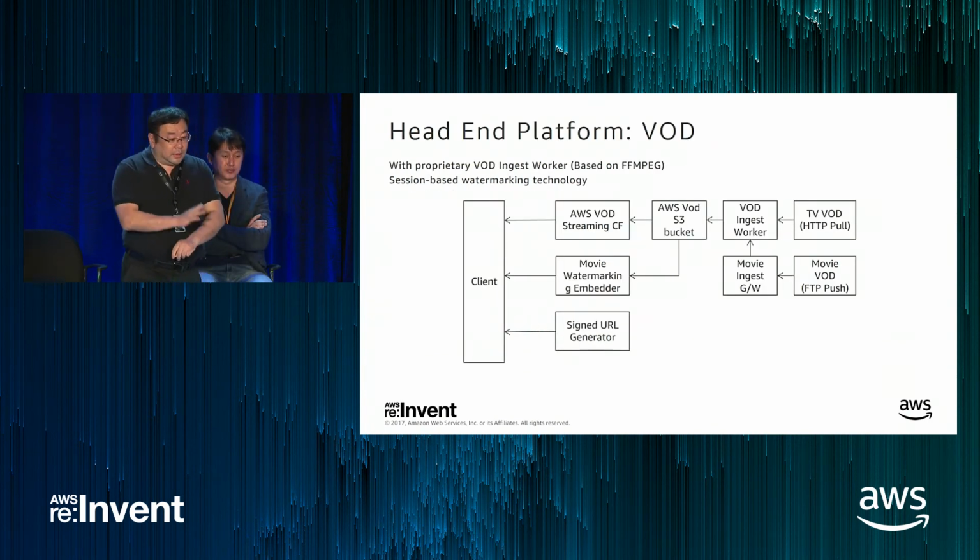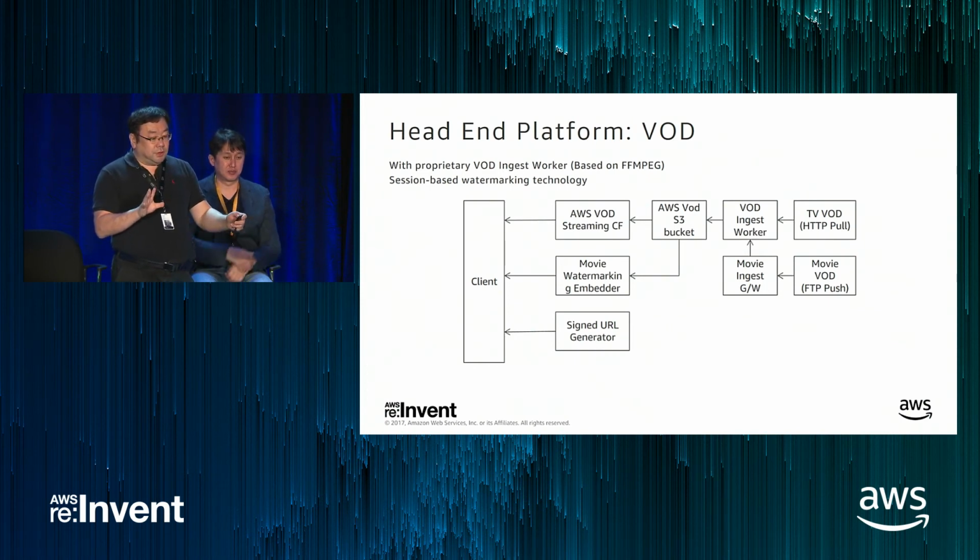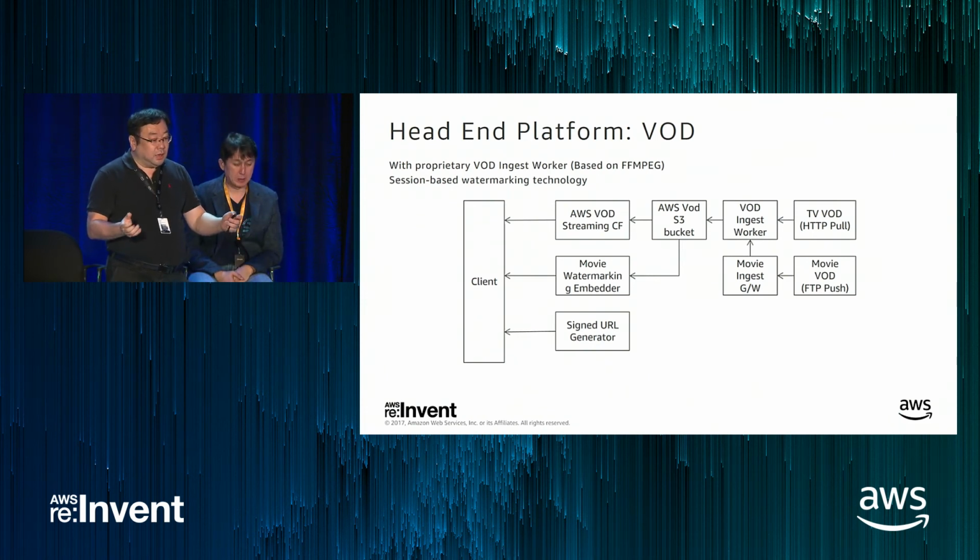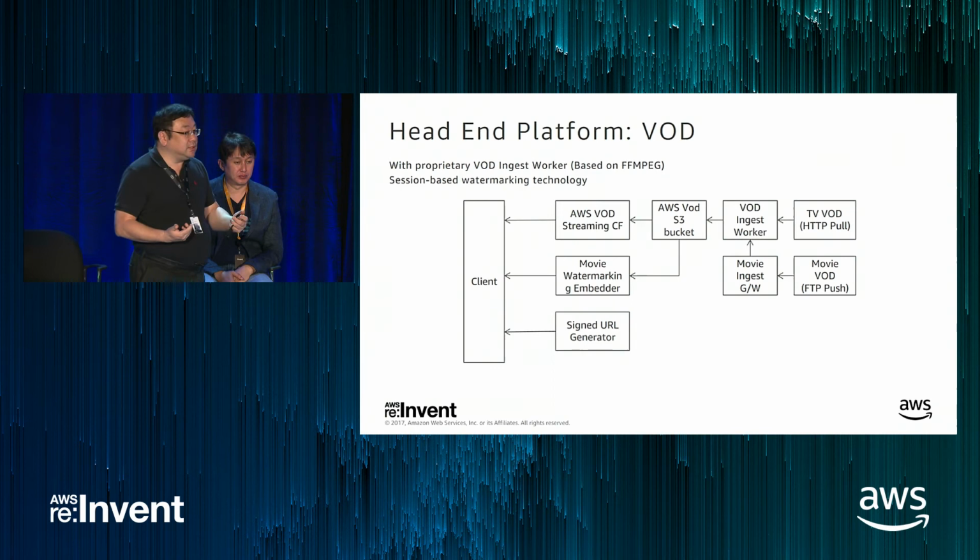Okay, I think we already found the VOD system. This VOD system is actually serving the VOD and movie. The difference is that movie has a DRM control. Our television VOD does not. And we also have watermarking embedders. So let me tell you a little bit.